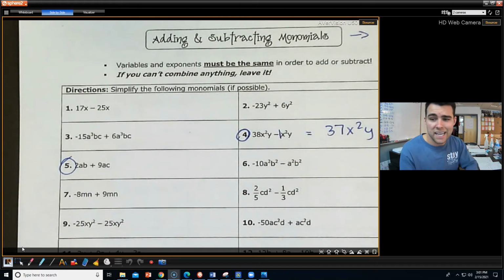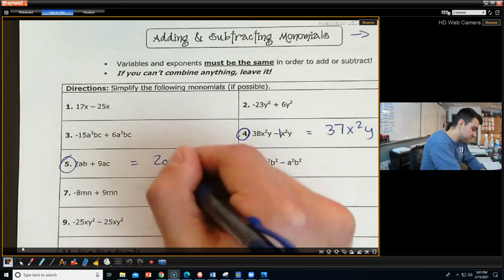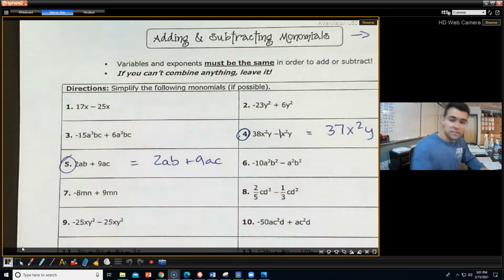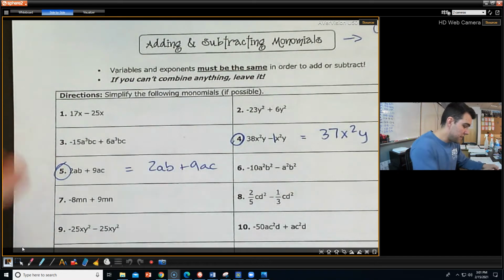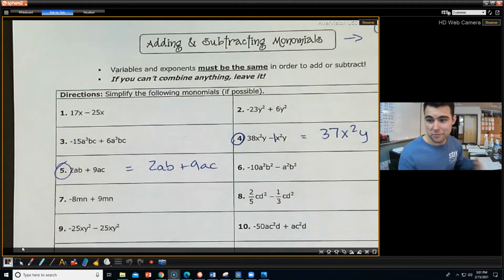2ab plus 9ac. Well, do they have the same variables and exponents? They do not. It looks very close, but one has ab, one has ac. So the answer to this is just the same exact thing. We don't have to do anything to it. We can't combine it. Okay? And that's really it. If the variables and exponents are not the same, you can't combine them.